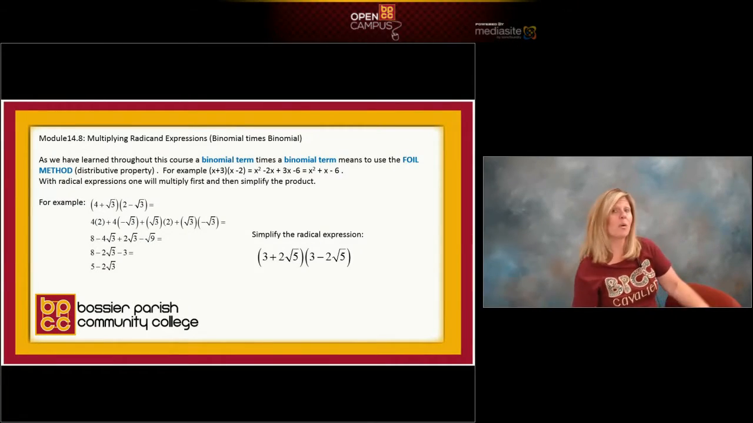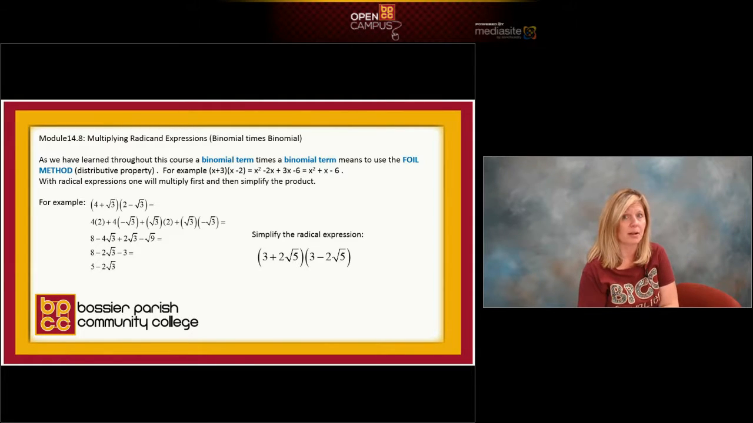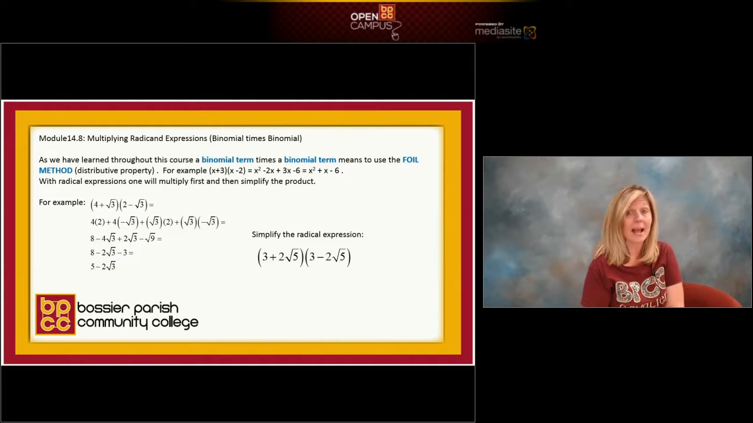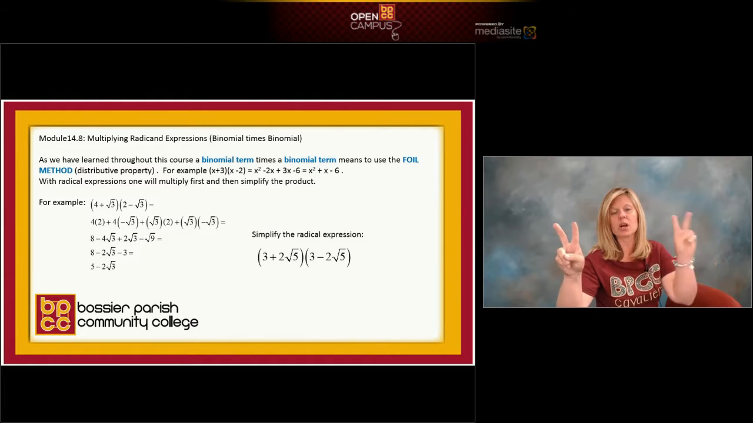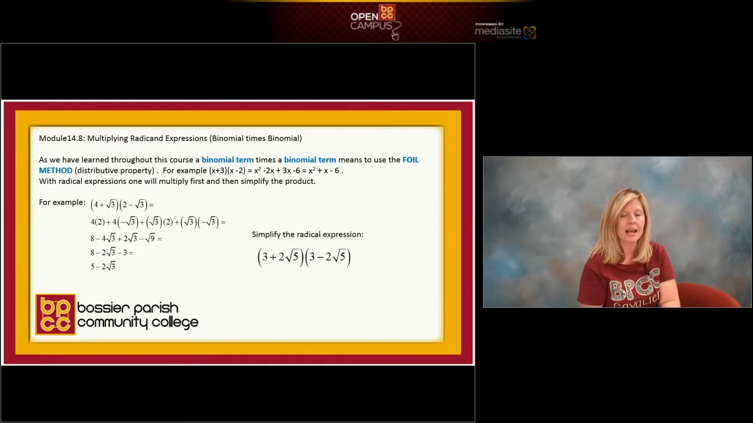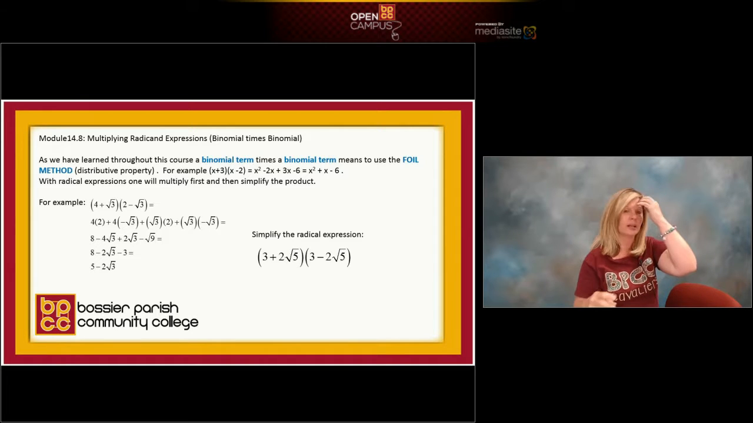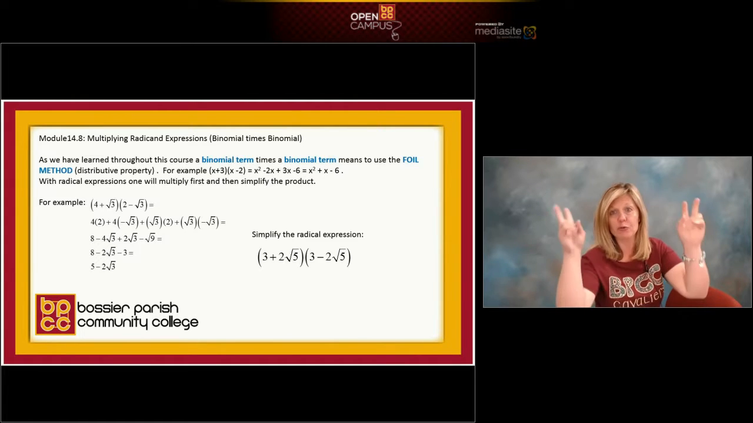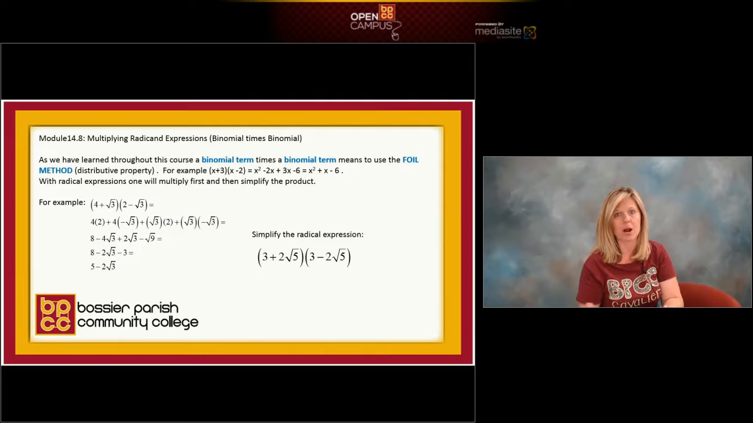So to continue on with multiplication, now that we reviewed how to multiply a monomial times a monomial and a monomial times a polynomial, we got to go back and review how to multiply a binomial times a binomial. Remember, binomial means two terms. So we multiply two terms times two terms. The method we use in algebra is called the FOIL method. Remember, that's just a cute name to remind you how to distribute your terms. So when you do FOIL, you're doing the distributive property.